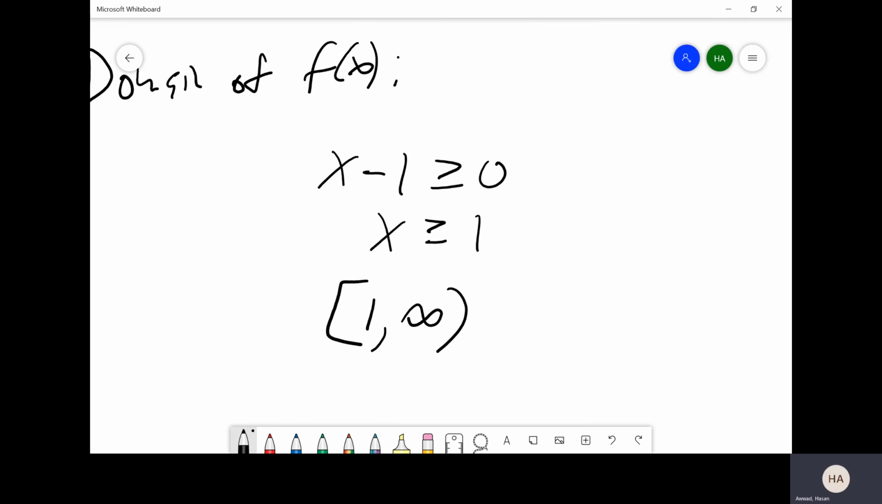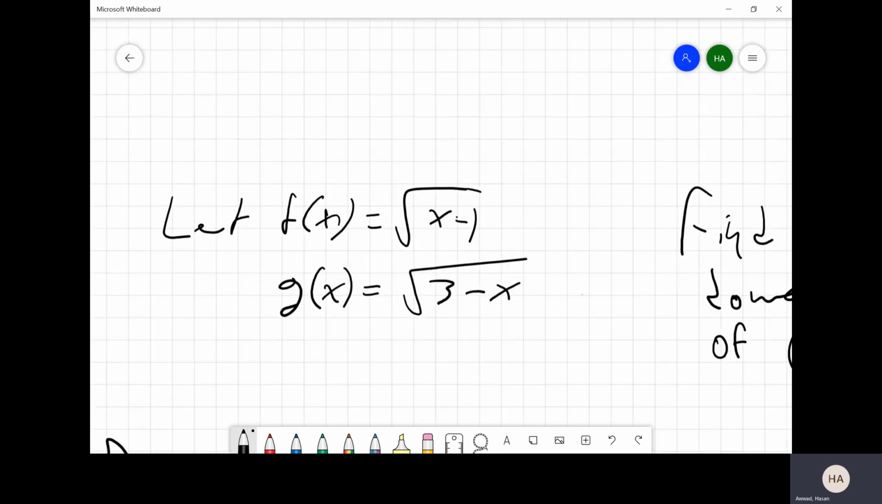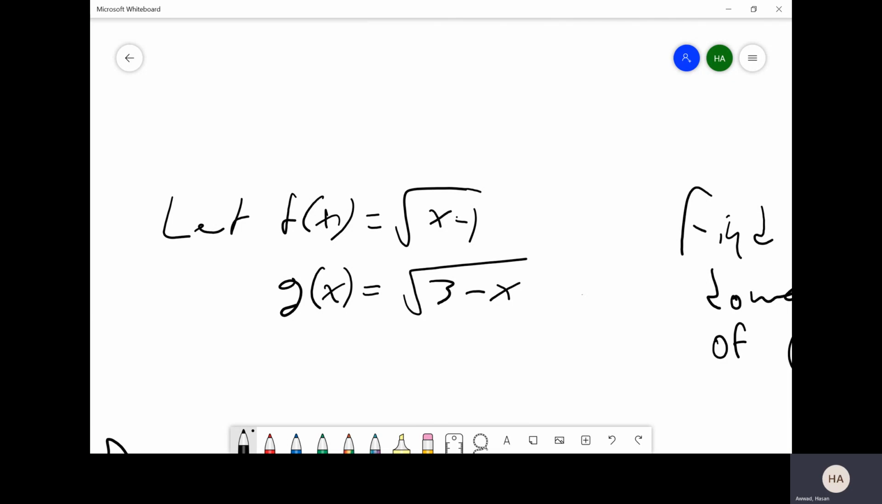And this should make sense because if we go back up here to f of x and plug in any number that's bigger than 1, say 3, for example, you get the square root of 3 minus 1, which is the square root of 2, and that's a real number.